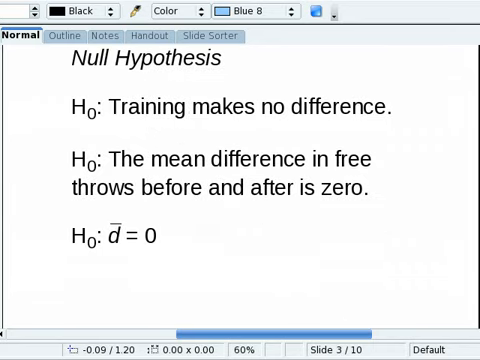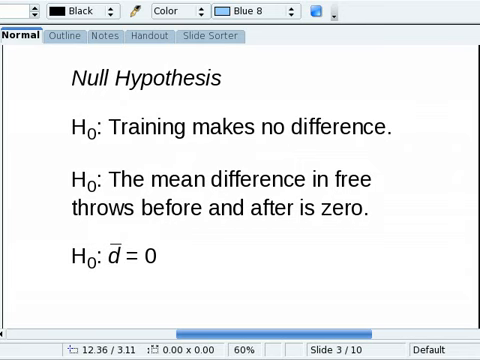The null hypothesis, which is the one that we use for doing statistical tests, H sub 0, says training makes no difference. There should be no difference in the means between the before and after. In other words, the average of all of our differences should come out to 0.